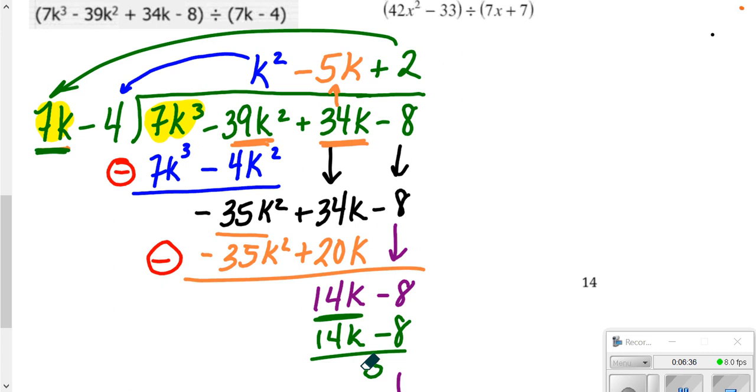So 0 being a remainder is a really important thing when we apply this to polynomials. So just keep that in mind, like that remainder matters a lot in terms of this unit's topic, okay?